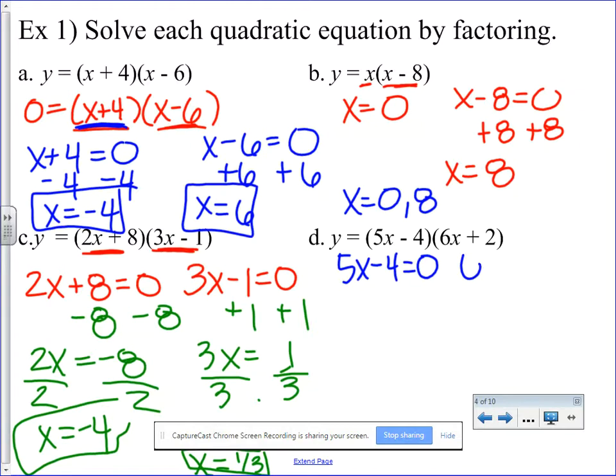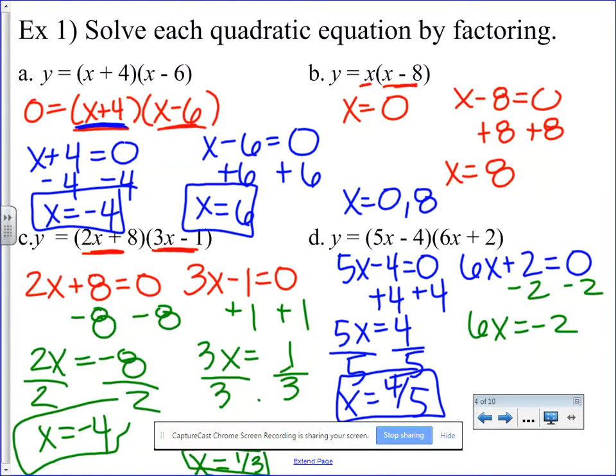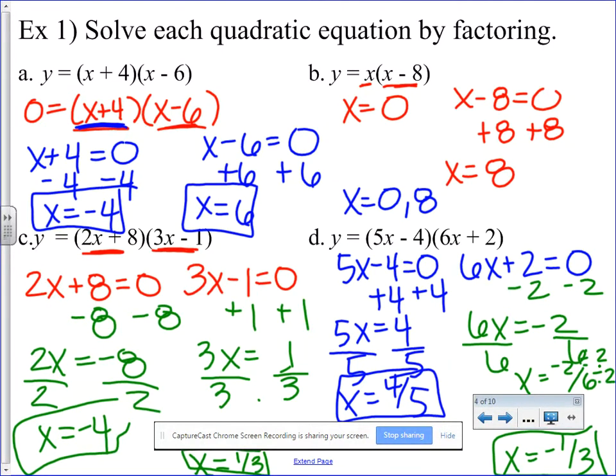5x minus 4 equals 0. 6x plus 2 equals 0. I'm going to start by adding 4. To get x by itself, I'm going to divide by 5. One of my solutions is x equals 4/5. Yeah, x equals -2/6. That can be simplified. If I divide both of those parts by 2, I'm going to get x equals -1/3 as my second answer.